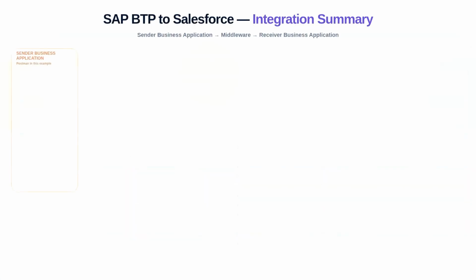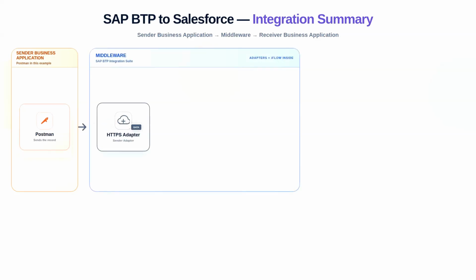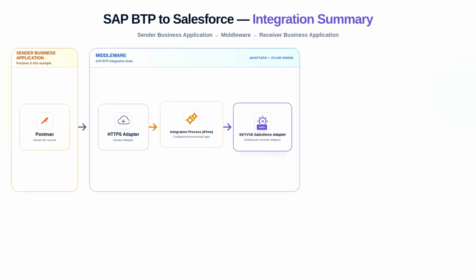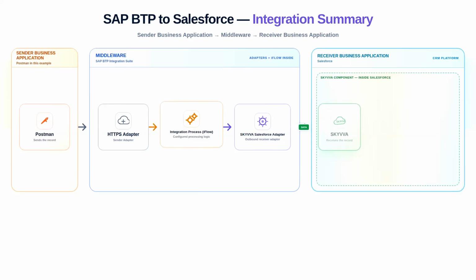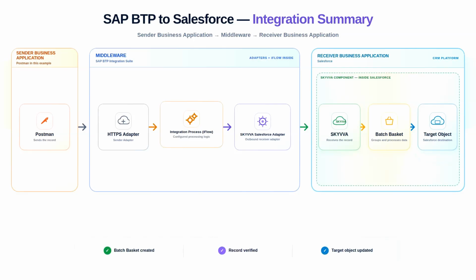To summarize, this integration contains 3 main architecture components: the Sender Business Application, SAP BTP Integration Suite as the middleware, and Salesforce as the Receiver Business Application. The sender passes the record to the HTTPS adapter inside SAP BTP Integration Suite. The integration process iFlow handles the record according to the configured requirements. The SKYVVA Salesforce Adapter then sends the processed record to the SKYVVA component inside Salesforce. SKYVVA creates and processes a batch basket before delivering the record to the target Salesforce object. Finally, we verify the batch basket, received record, and target object inside Salesforce.